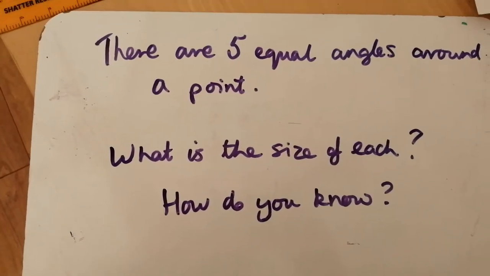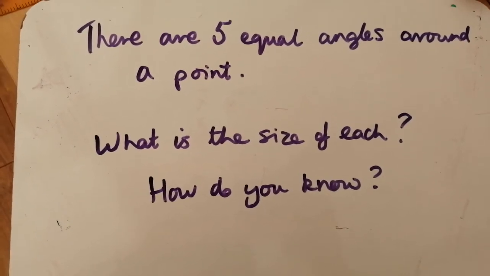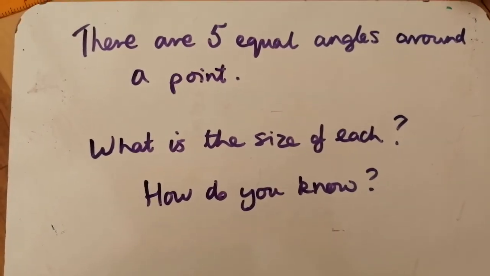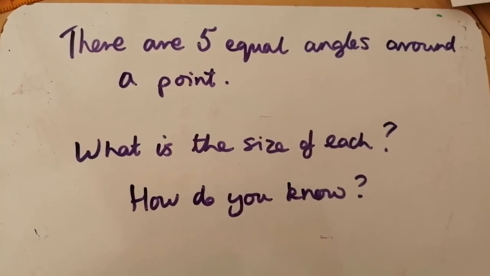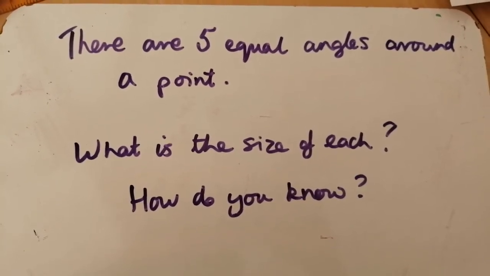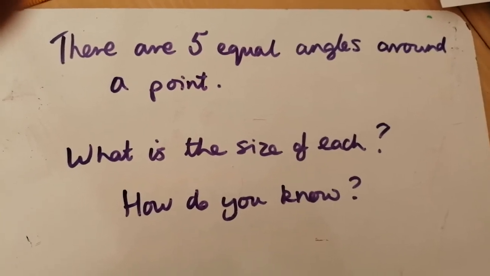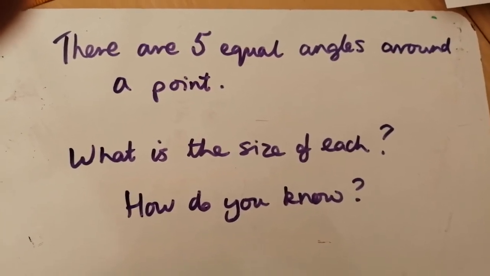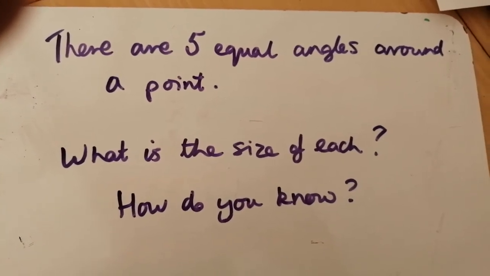I've noticed, I hope, that I haven't actually been using my protractor for any of these problems, but they are all based on your knowledge of angles. So here's a problem for you. There are 5 equal angles around a point. Can you work out what is the size of each one? And how do you know? So pause the video, maybe draw yourself a little diagram to help you and calculate the size of each angle.